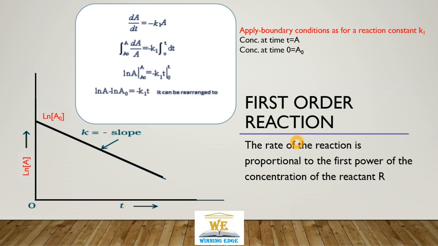We get ln A minus ln A0 equal to minus K1 t. We rearrange it to get ln A equal to ln A0 minus K1 t. Taking this one, ln of A divided by A0 equal to minus K1 t. Taking the exponential on the other side, A divided by A0 equals exponential of minus K1 t. This is another expression for a first order chemical reaction.